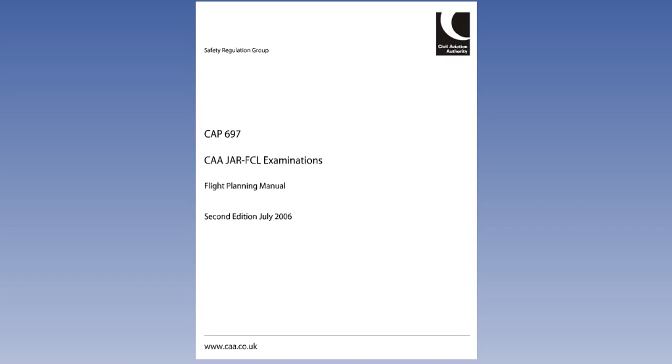For this lesson, you are required to have with you a copy of CAP697. This should have been provided for you by your training organisation. If you do not have one, you can download a copy from the United Kingdom's CAA website, www.caa.co.uk. The Civil Aviation publication number 697, abbreviated to CAP697, is the document to be used in all the following fuel planning lessons.